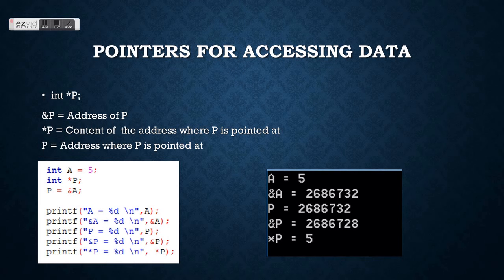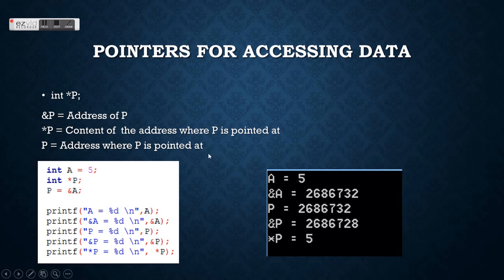So the manner in which we access data with pointers is using an ampersand to get the address of a variable, and using a star, an asterisk, for accessing the content of the address where p is pointing. And we can also access the address where p is pointing by simply printing the pointer variable.